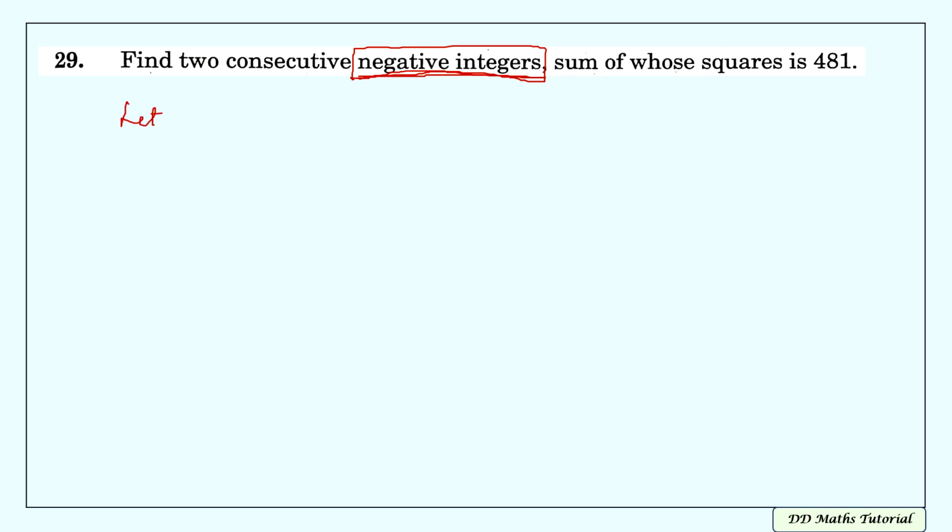So let the two consecutive negative integers be x and x plus 1. So it is given that sum of whose squares. So the squares of the numbers is x square and x plus 1 the whole square. Sum of this one, sum of whose squares is 481. So our equation is like this.